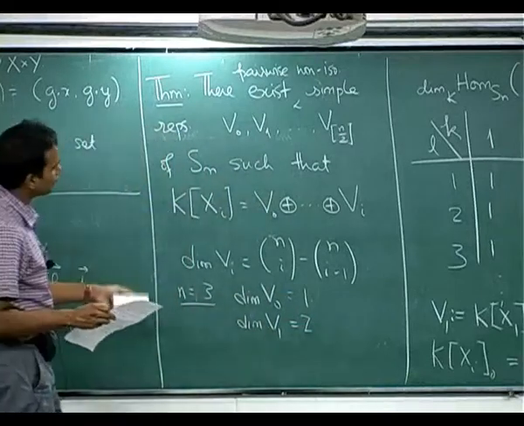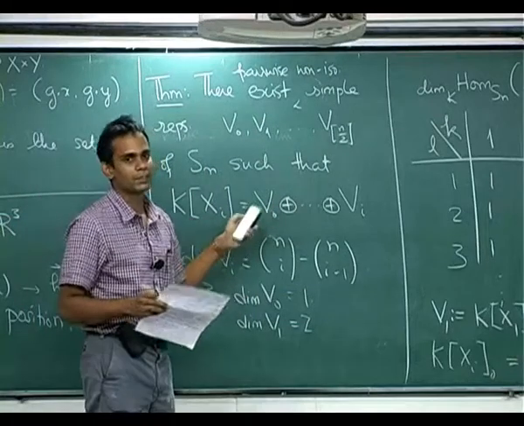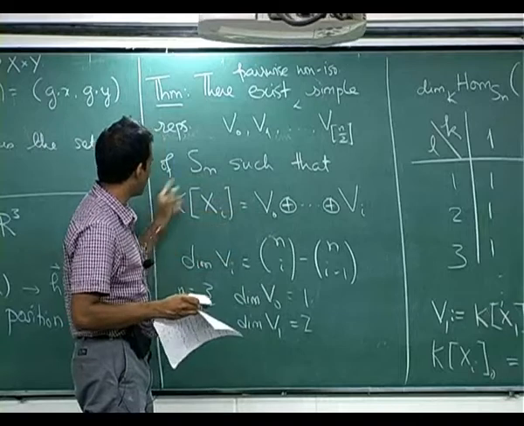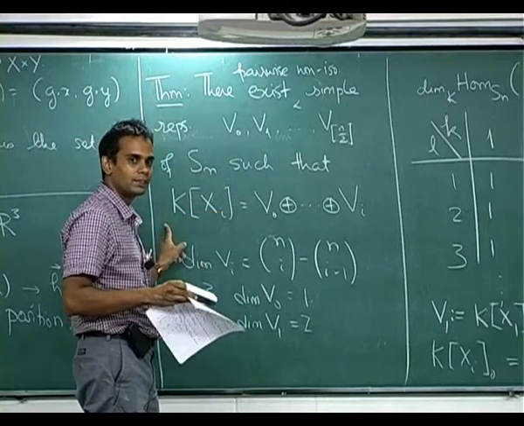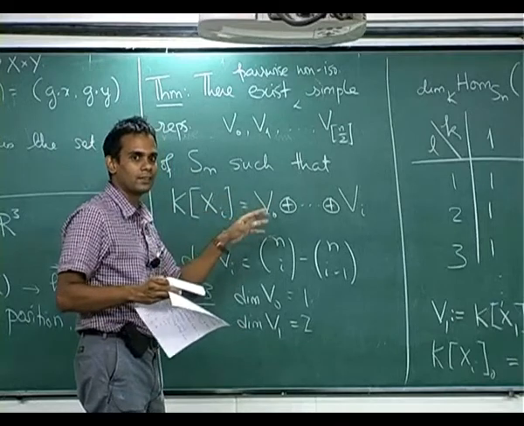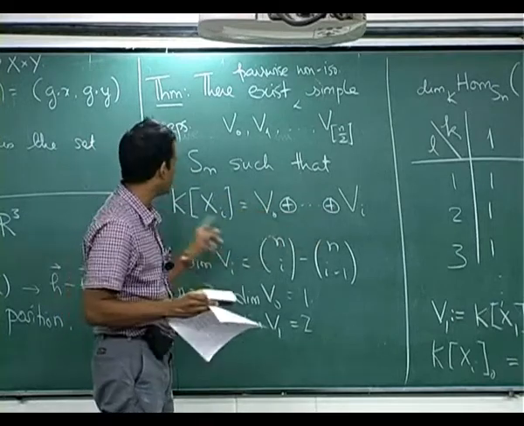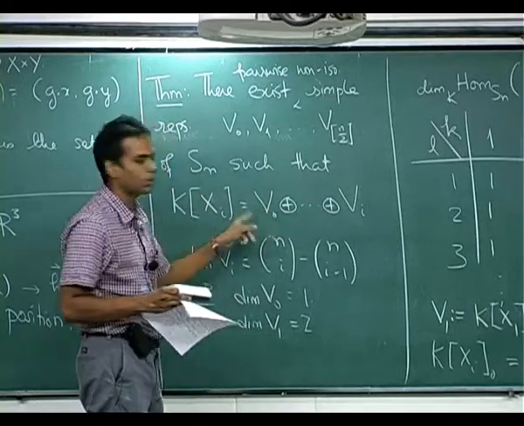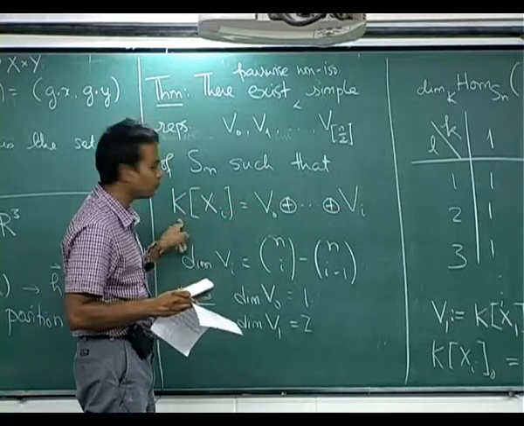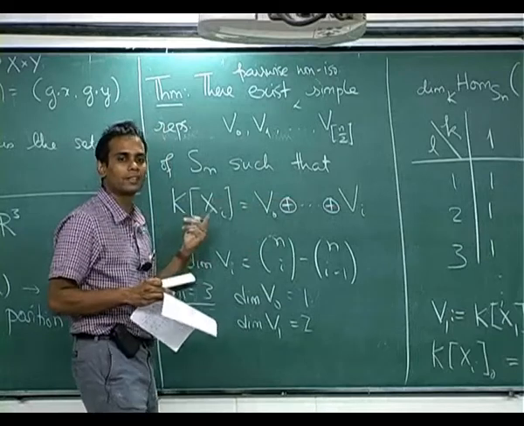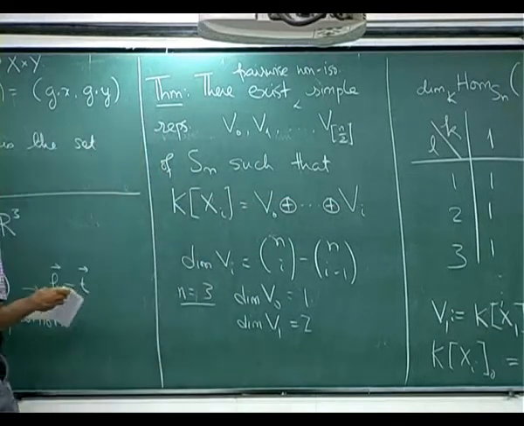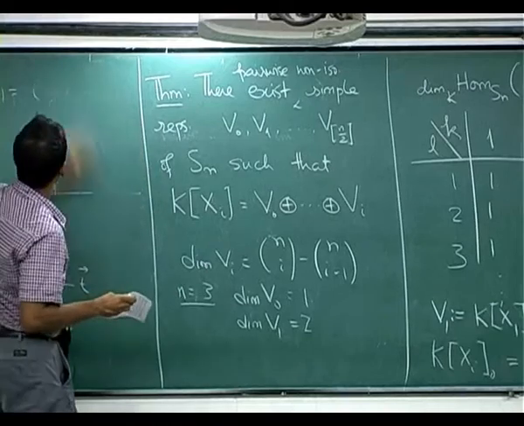We can even use this to calculate the characters of these representations, because it's not so hard to figure out, and then inductively, if you want the character of Vi, you take the character of KXi and subtract the character of KXi minus 1. You remember how to do this? It's just the number of fixed points for the action of Sn on Xi. So let's just do a simple example for n equals 3.